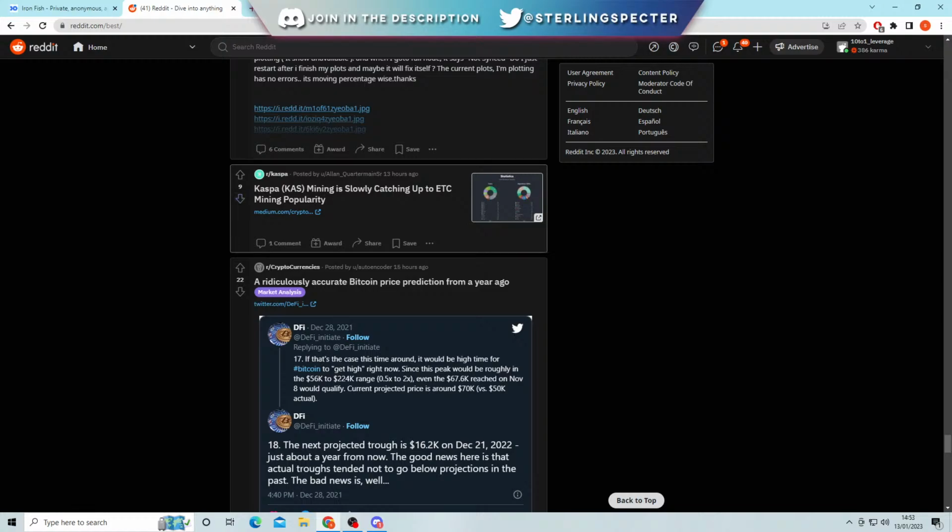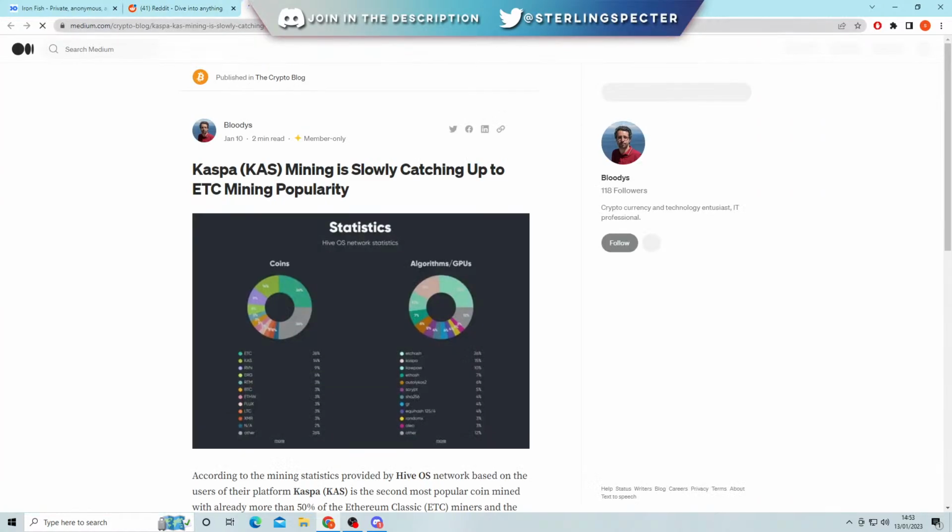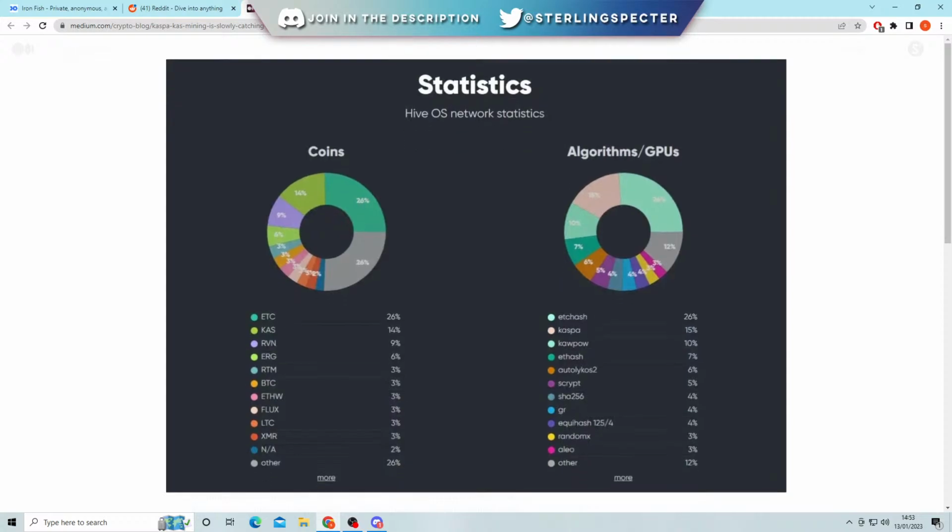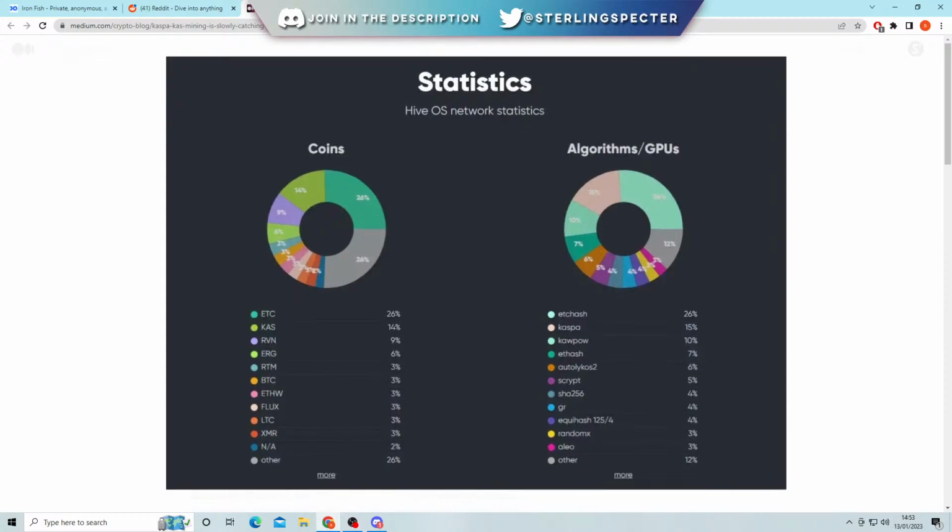Casper mining slowly catching up to ETC. Let's have a look at this. Yeah, so ETC is at 26% and Casper's at 14%. That's a large amount of coins. This is only on HiveOS, so there might be people on Windows that are not recorded.